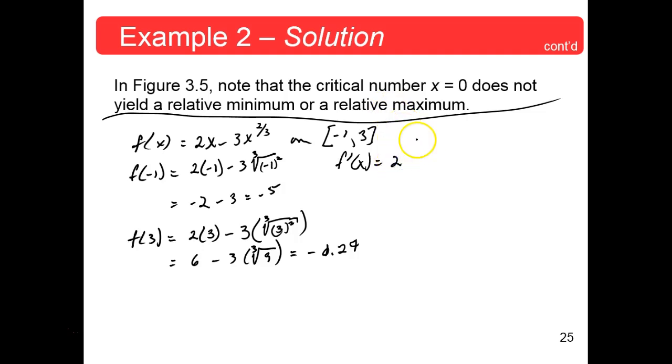2 minus 2 over x to the 1/3. Interesting how he did that. Yeah, it's 3/2 times 3 would be 2, so it's minus 2 times x to the minus 1/3, which is 2 over x to the 1/3. Okay.